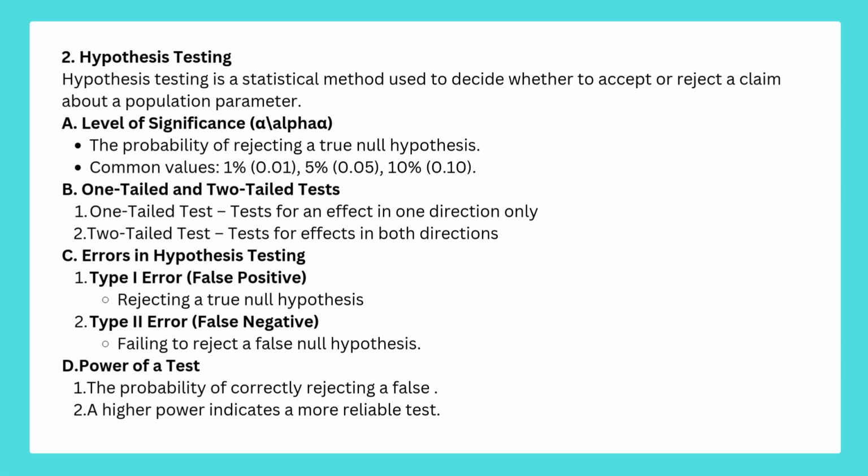C. Errors in hypothesis testing. Type 1 error, false positive. Rejecting a true null hypothesis. Type 2 error, false negative. Failing to reject a false null hypothesis.